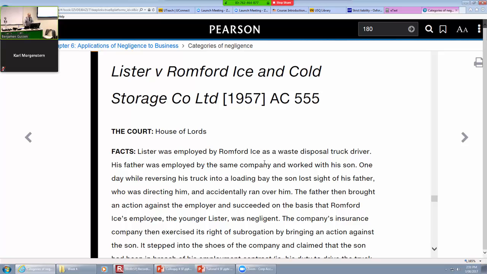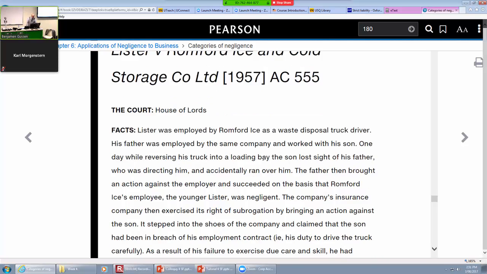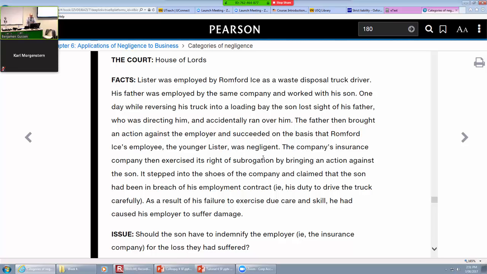Okay, so this is the case of Lister and Romford Ice and Cold Storage Company Limited. It says Lister was employed by Romford as a waste disposal truck driver. His father was also employed by the same company, and they worked together, father and son. One day, while reversing his truck into a loading bay, the son lost sight of his father. His father was directing him. Okay, he's reversing. And actually, this was in which year? So this was in 1957, right? So, and accidentally ran over him.